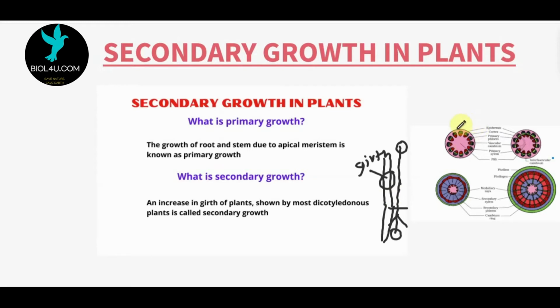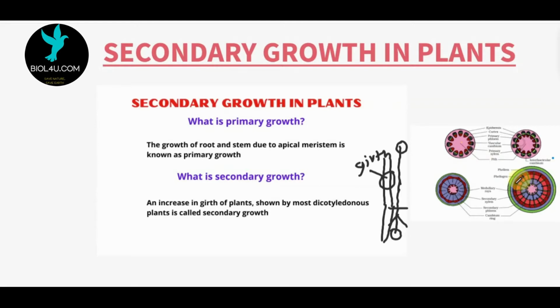See here, this is the young plant, so the diameter is only this much. When it grows, the diameter increases. This increase in the diameter or girth of the plant during growth in the dicotyledonous stem and root is known as secondary growth. It is very clear, this is the young stem and this is the old one, so the girth is increased. This increase in girth is known as secondary growth.